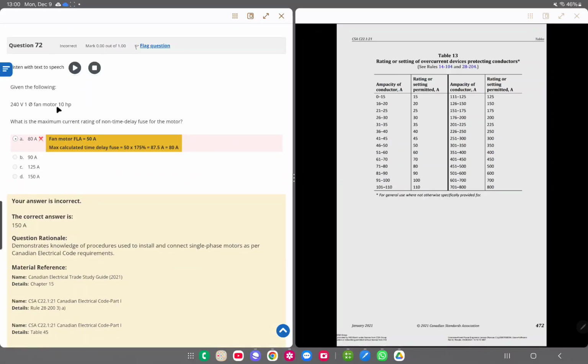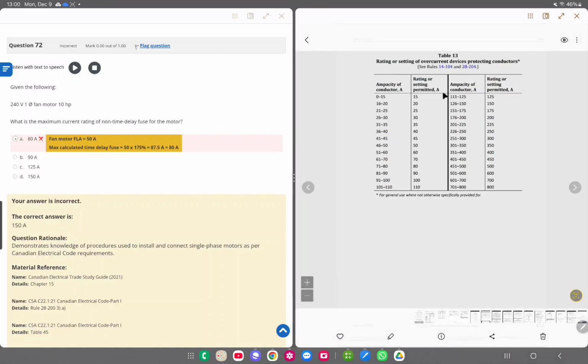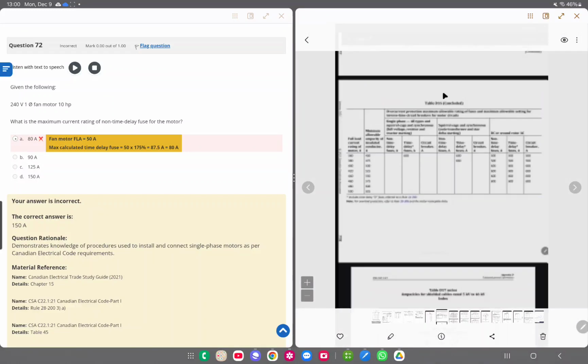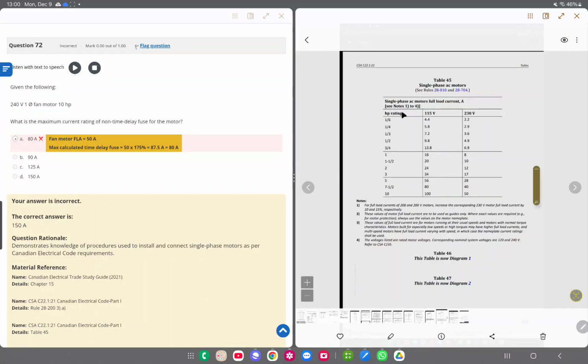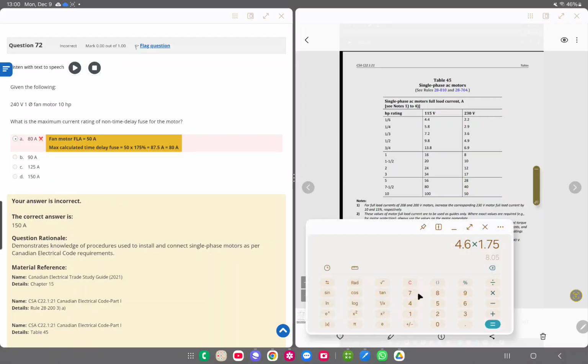240 volts, single phase fan motor, 10 horsepower. We got single phase this time. So we're looking at Table 45. So we got a single phase, 240 volts, 10 horsepower. So we look at 10 horsepower, 240 volts, 50 amps for our FLA. So we write it down here on our calculator, 50 amps.